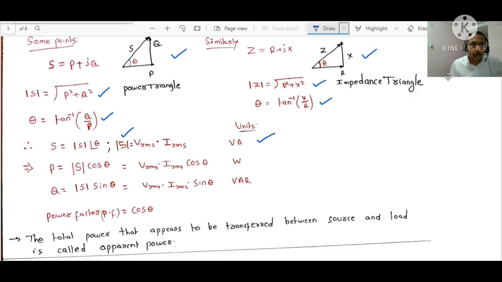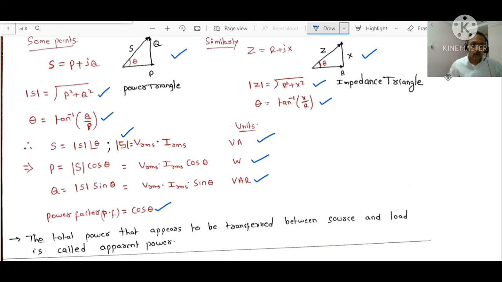Now active power P equal to S times cos theta, or Vrms into Irms cos theta. The units are watt. Q, reactive power, equal to mod S times sin theta, so Vrms into Irms sin theta. The units are volt ampere reactive. Power factor PF equal to cos theta.